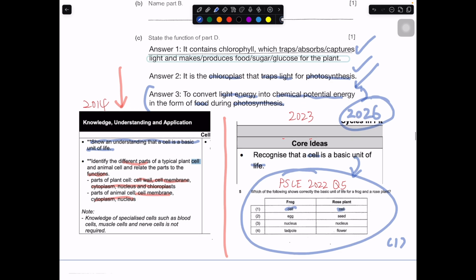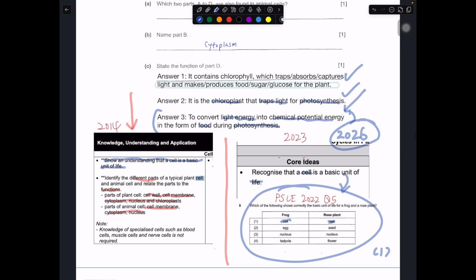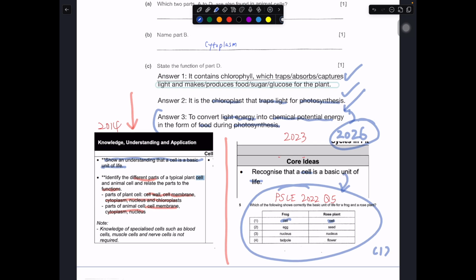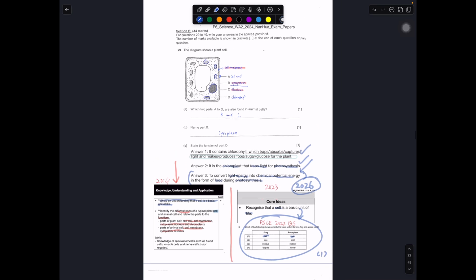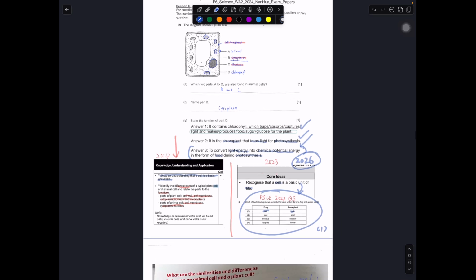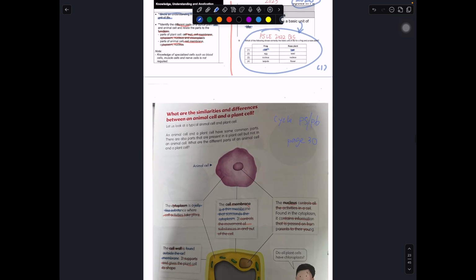So this is actually more about how to answer cell questions, at least for the students taking PSLE in 2025. So let me just zoom out and scroll through so that you can take a look at this part. So this is question 29 and this is the textbook page 30.